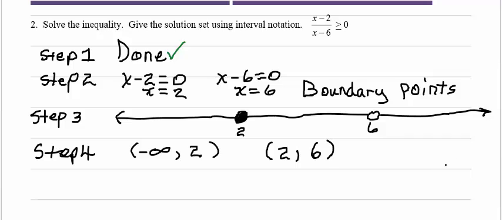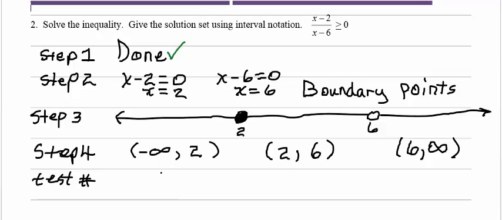So the interval 2, 6. And notice these intervals, the test intervals, never include the boundary points. Even if one of the boundary points is going to be part of the solution set, the test intervals do not include the boundary points ever. The solution set may. And then the third test interval are all the numbers bigger than 6. So 6, infinity.